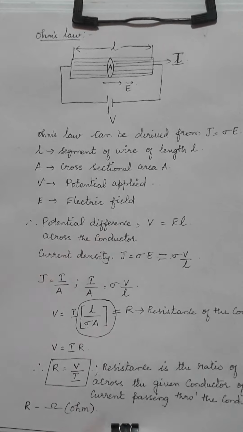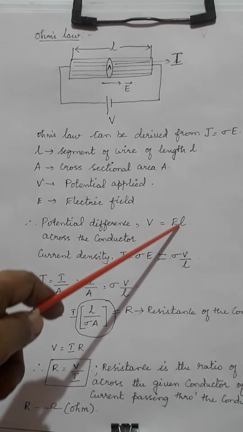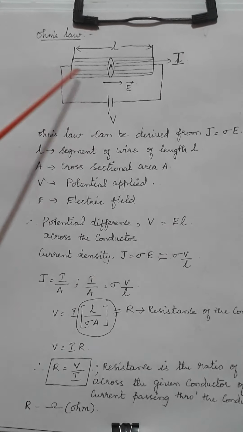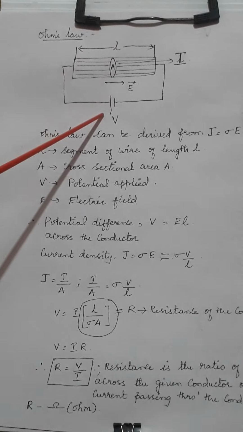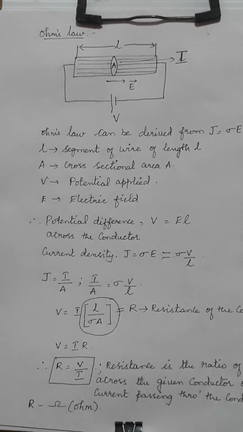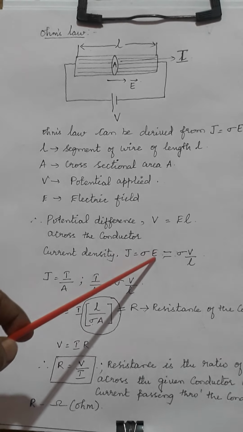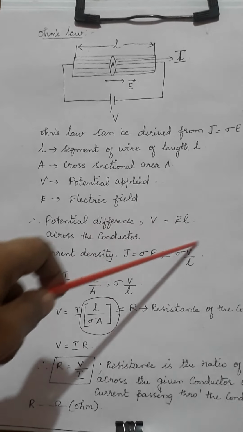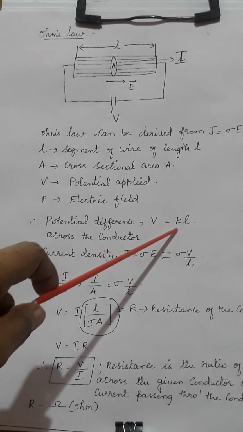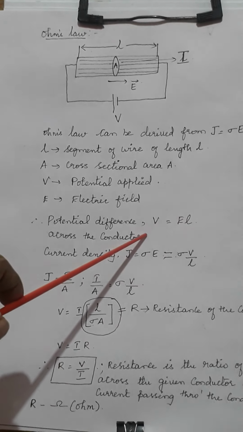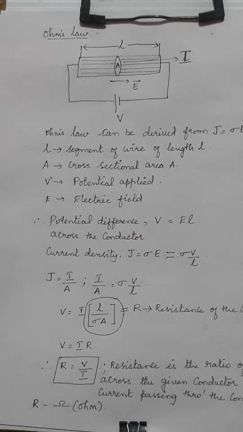So potential difference across the conductor V is equal to E into L, because on applying potential, an electric field is set up, and that electric field along the length L will be equal to the applied potential. Then current density is given to be J is equal to sigma into E. From this equation I can write E is equal to V by L.